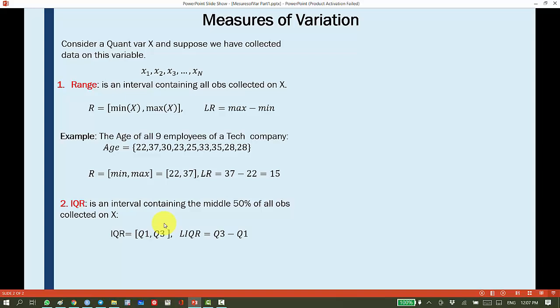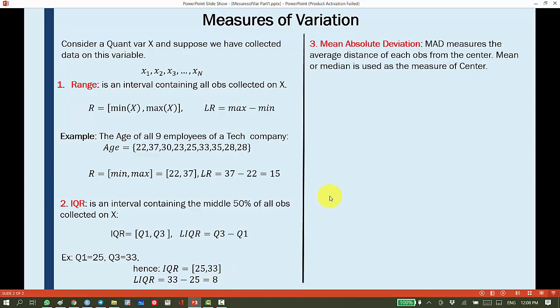Hence, in order to find the interquantile range and its length, we need Q1 and Q3. We already calculated Q1 and Q3. Q1 is 25 years, Q3 is 33 years. Therefore, interquantile range is 25-33, this closed interval, and the length of interquantile range is 33, which is Q3, minus 25, which is Q1, which is 8. That is, the difference between Q1 and Q3, which is the first and the third quantiles, is 8 years.